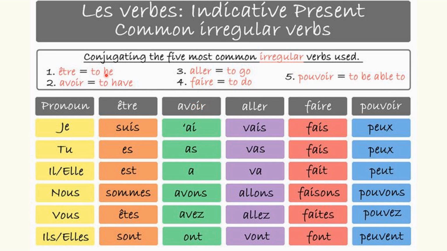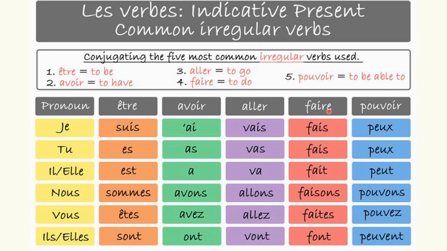Avoir means to have, which is conjugated as j'ai, tu as, il a, elle a, nous avons, vous avez, ils ont, elles ont. Then it's aller, which means to go. It is conjugated as je vais, tu vas, il va, nous allons, vous allez, ils vont, elles vont.